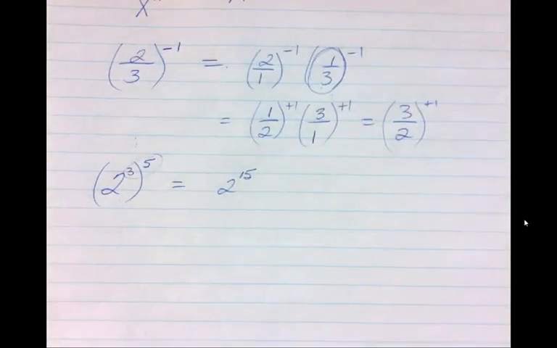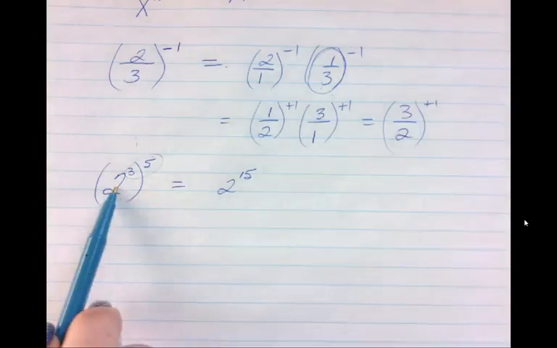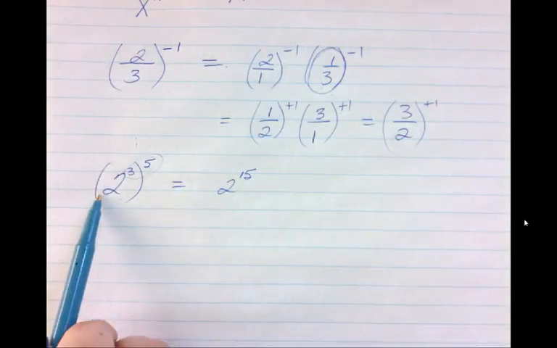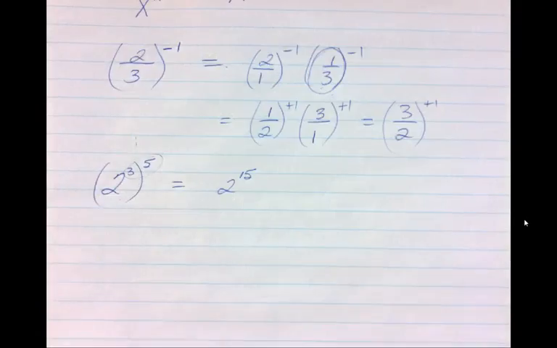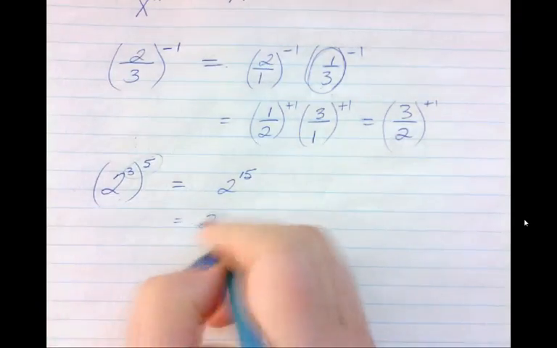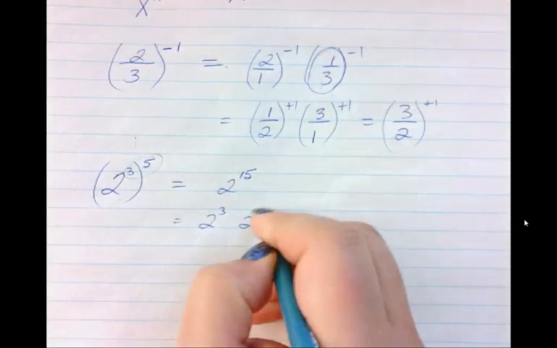Now, if you were to explain to me why this is, what would be your reason? Any ideas? Yeah. Okay, so you've got this group. You have to write 2 to the power of 3 how many times? 5 times.